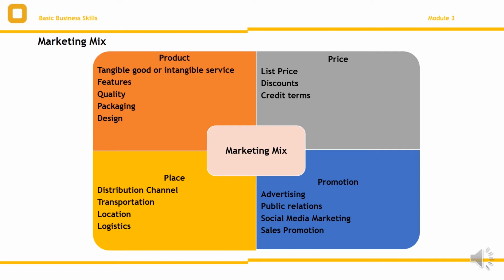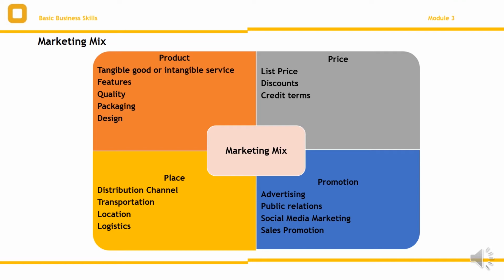The second P of the marketing mix is price. Price is the actual amount a customer is expected to pay. When you are setting your price, it's important that you set your price correctly. It's important to do a proper costing and pricing for your product or for your service.